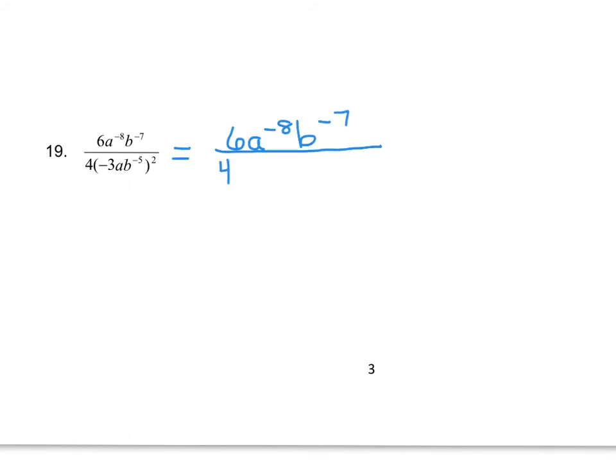Now, we want to take each of these and raise it to the second power. So we have -3 to the second power. I'm going to put that in parentheses, the square on the outside. Then we have a being raised to the second power. And then we have b to the -5th being raised to the second power. So remember, if we have a power raised to another power, we multiply those. So that'll be b to the -10th.